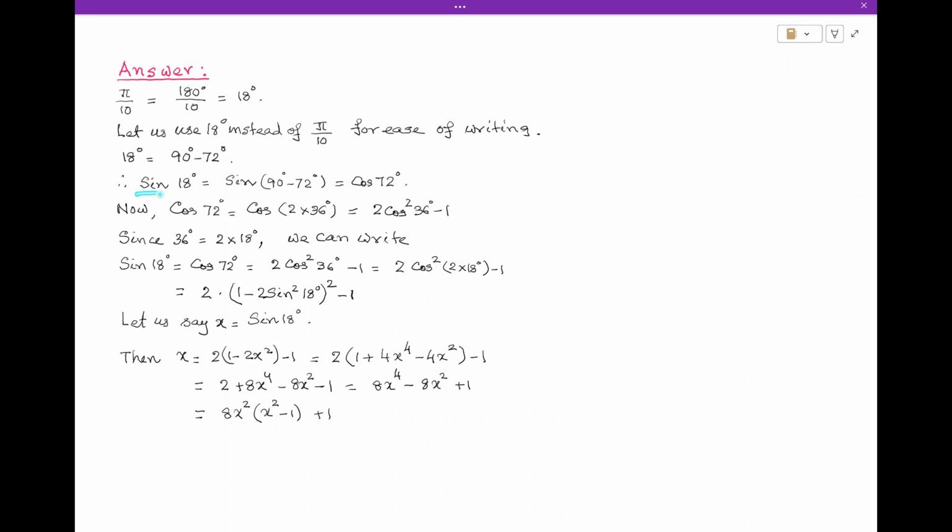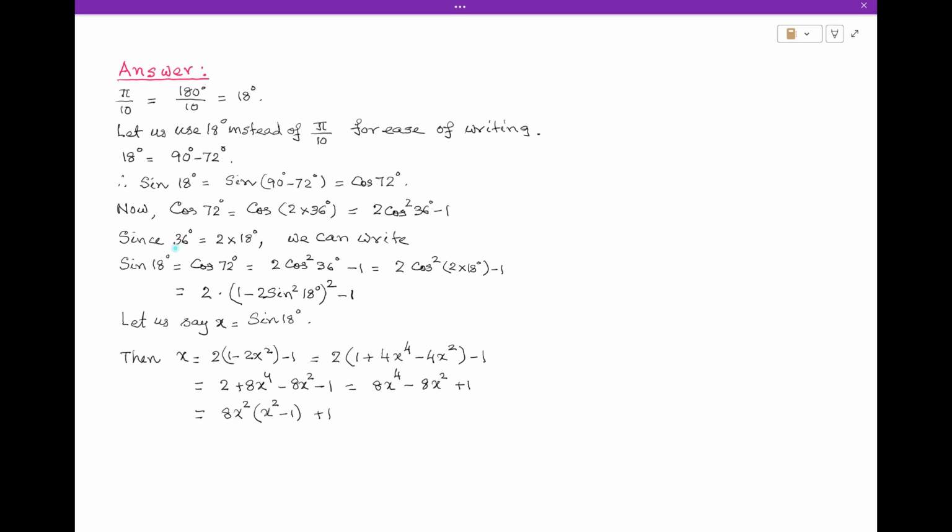Therefore, sine of 18 degrees is equal to sine of 90 degrees minus 72 degrees, and that is equal to cos of 72 degrees. Now cos of 72 degrees is cos of 2 multiplied by 36 degrees, and that is 2 cos square 36 degrees minus 1, from the identity that cos 2A is equal to 2 cos square A minus 1.